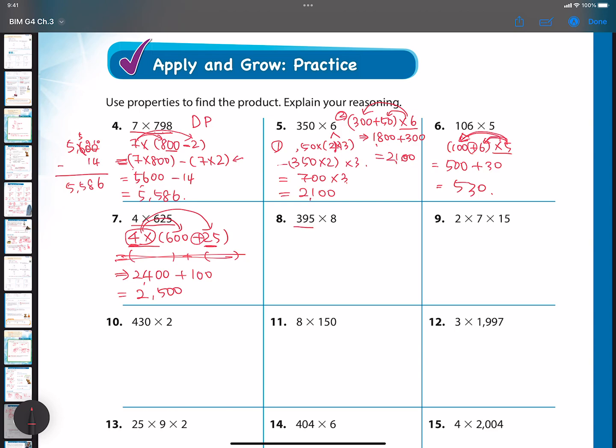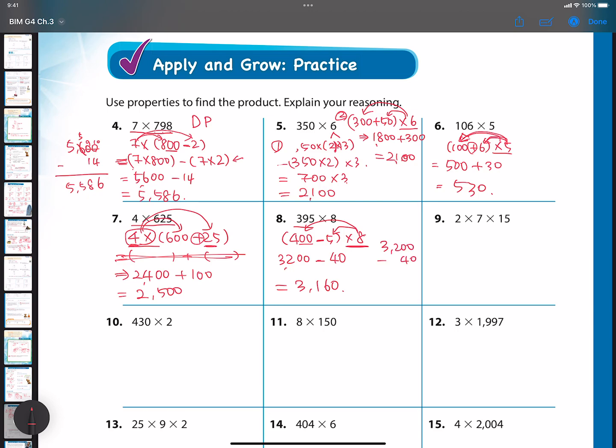Number 8. Yay. When I take a look at this 395, it seems like very close to 400. So I'm going to write 400, but take away 5. Multiply by 8. Now I'm going to deliver this 8 times to 400 and 5, I'm going to subtract each other. Okay, so now 8 times 4, 32. How many zeros? 2 more zeros. Take away 8 times 5, 40. Okay, the answer is what? 3,160. Okay, you have to practice this.